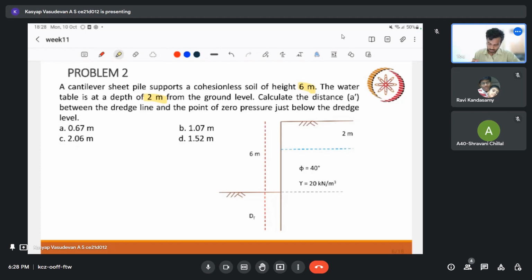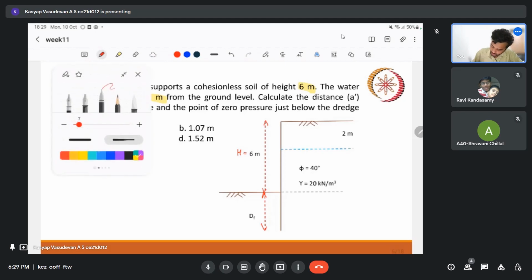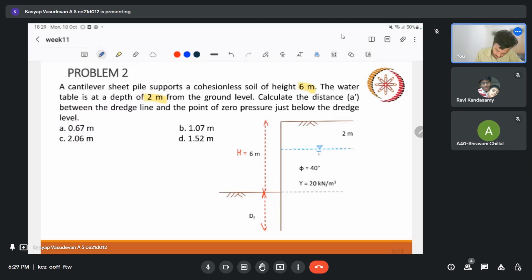Okay. So before we jump onto the question, this is my h value, h is equal to 6, and this is my Df, we don't know, and the water table, we have the water table at 2 meter depth, and we are supposed to find a dash. So I hope you have gone through the last week material. In that, a dash and those things are directly given.